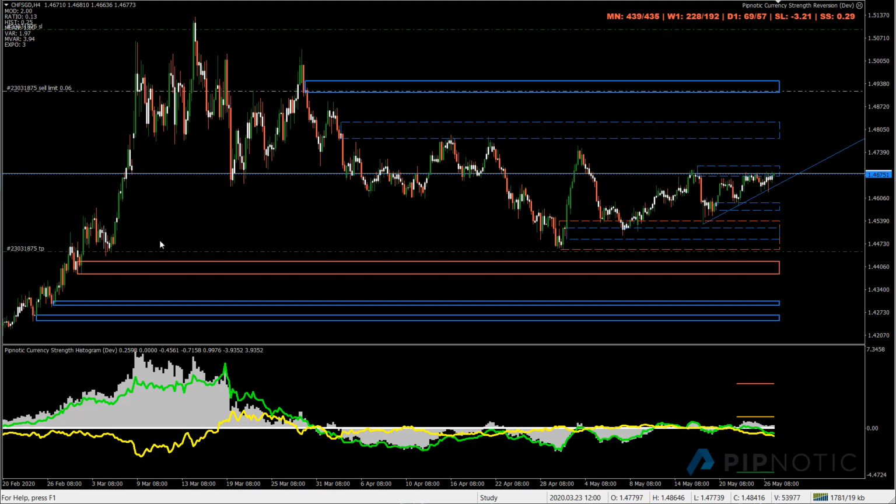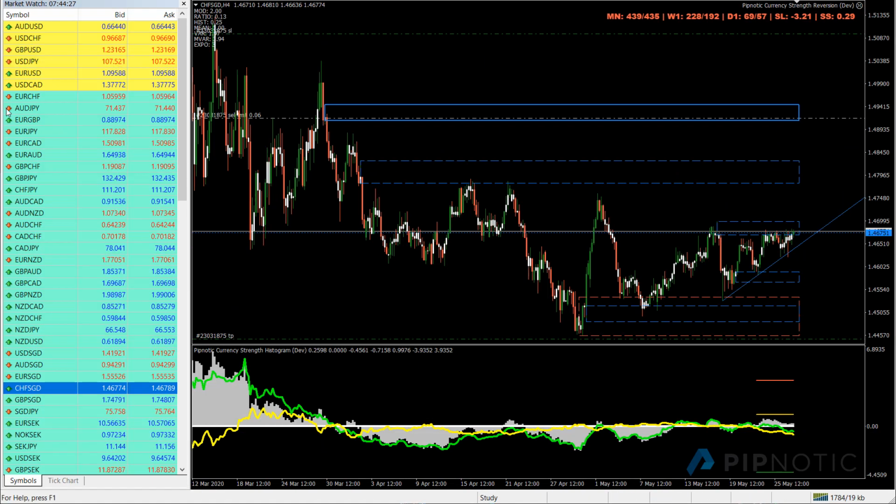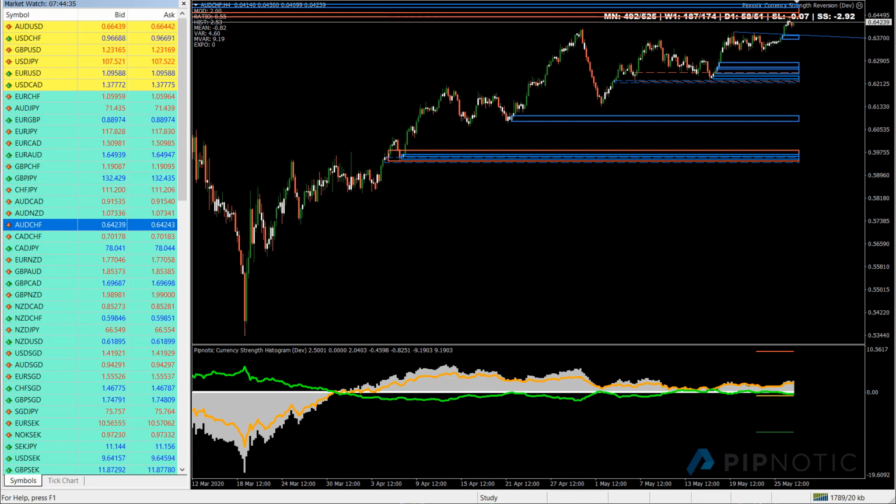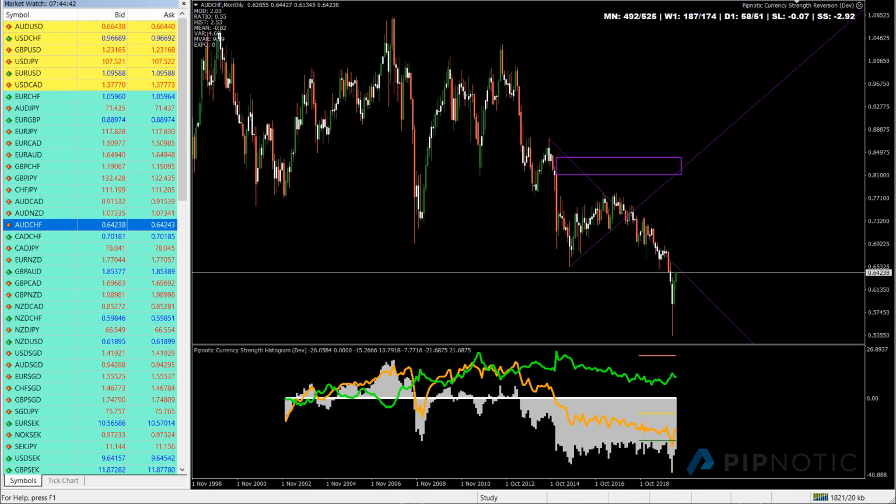Okay, let's have a look at one more before we wrap up for today. The Aussie Swiss franc. Let's see what's going on there. So this is a monthly one, and this is monthly accumulation. So we are low and moving higher. Yeah, and you can see, we have been low. Now we've had huge accumulation.